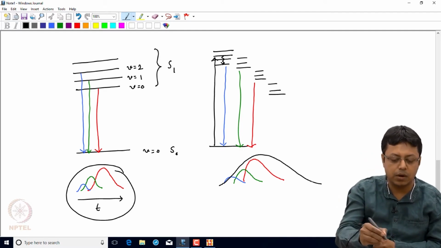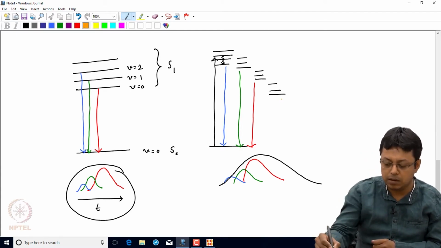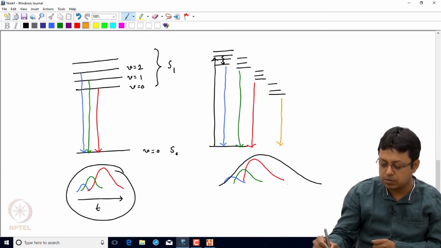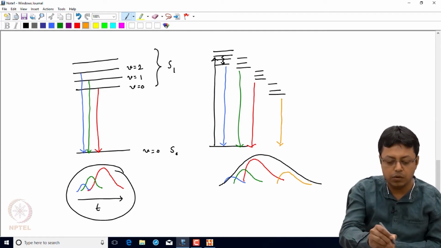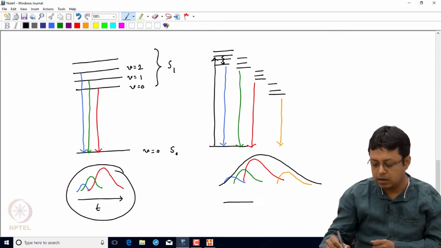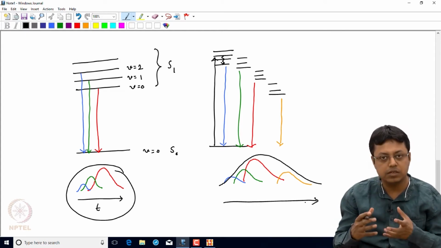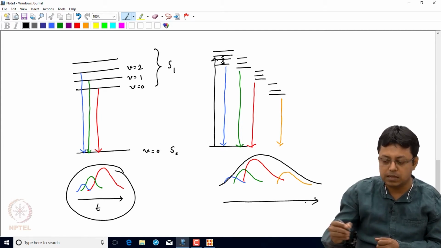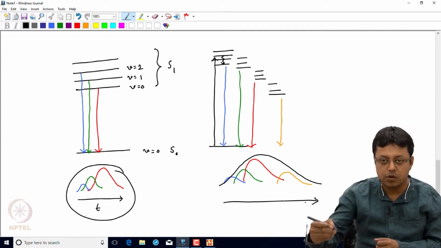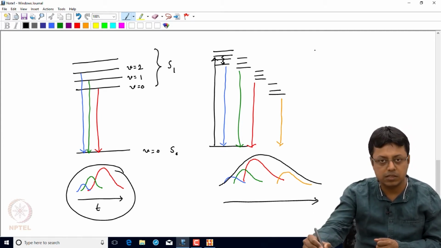And that is what we study or want to study in polar solvation. Suppose we also have a red edge fluorescence, something like that. So all we want to do is to time resolve this entire thing and detect how these fluorescence spectra are evolving. And what I have not told so far is that you can actually construct something known as a correlation function, which is known as a solvation correlation function.